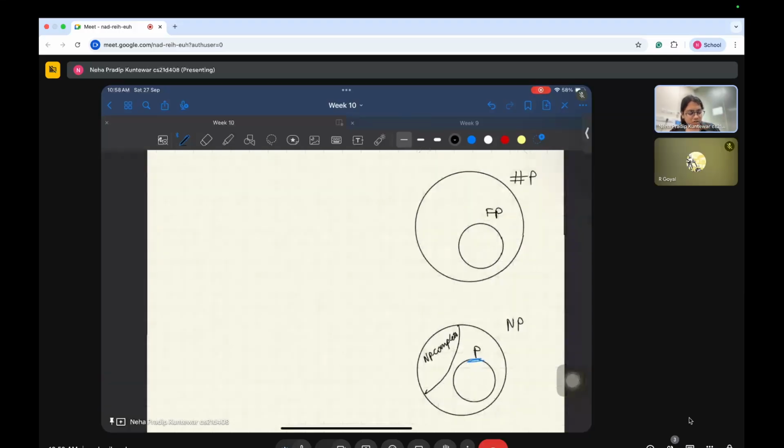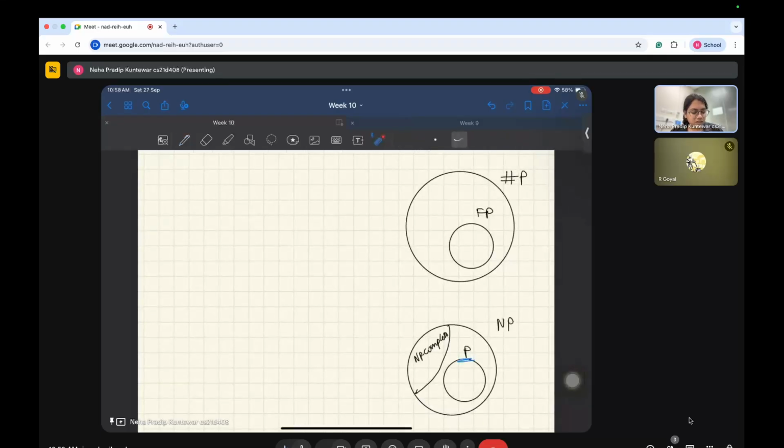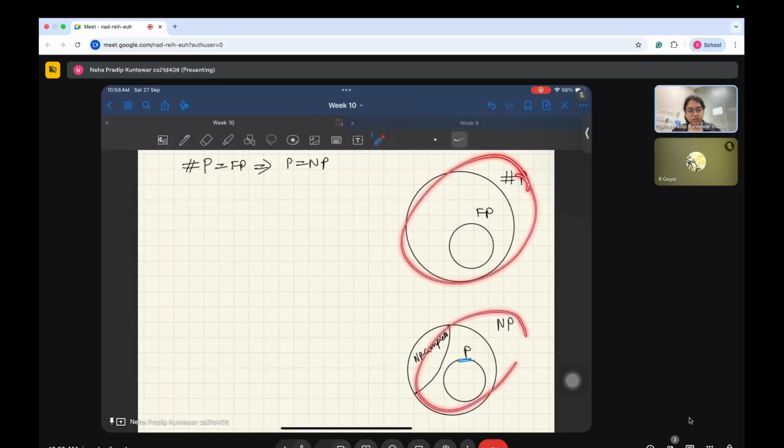Again, similar to the P versus NP question, we have the question of whether #P is equal to FP, or whether FNP is equal to FP. We also did these implications: if #P is equal to FP, then FNP is equal to FP, then P is equal to NP. So an answer here would give us an answer here.